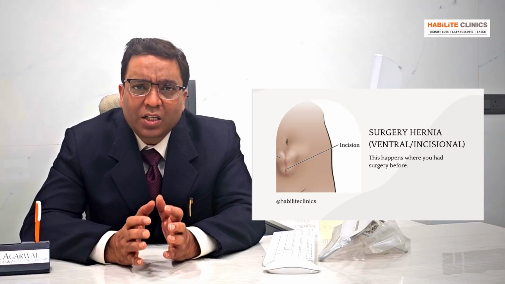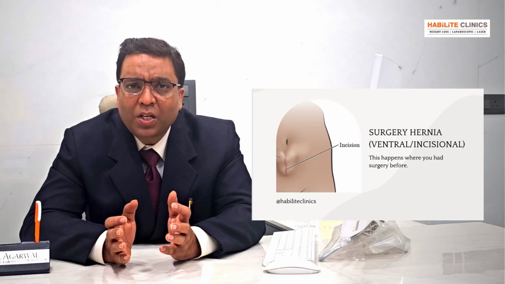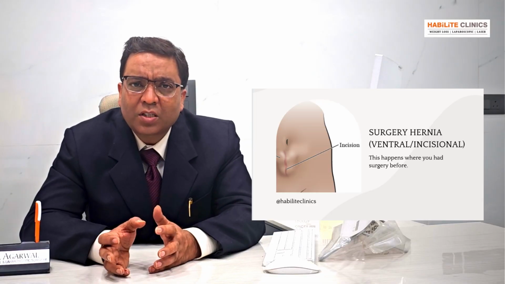Sometimes when a patient has already undergone a previous abdominal surgery, the underlying stitches tend to open and a bulge occurs just above the stitch line, and this type of hernia is known as incisional hernia. It means that the hernia is occurring over the previous scar mark, and it usually happens due to the opening of underlying muscles.